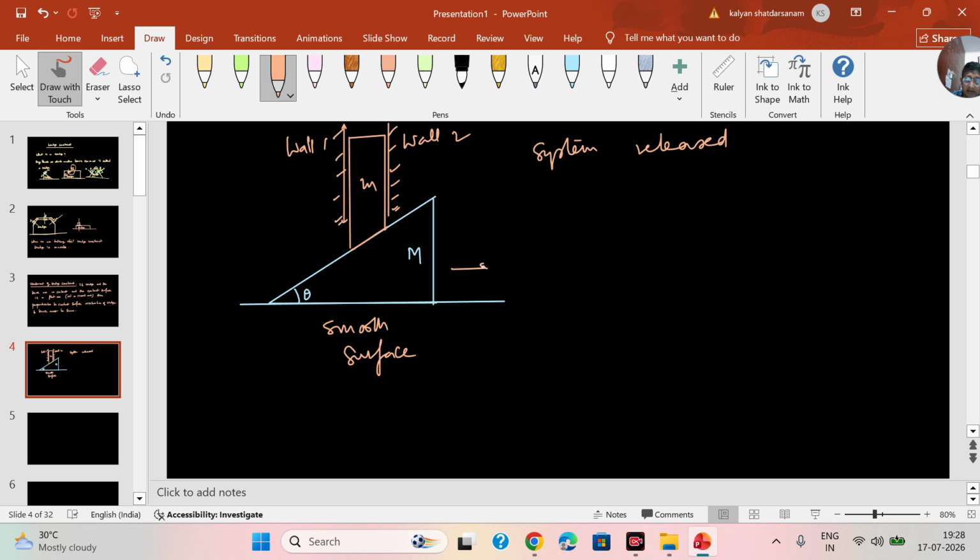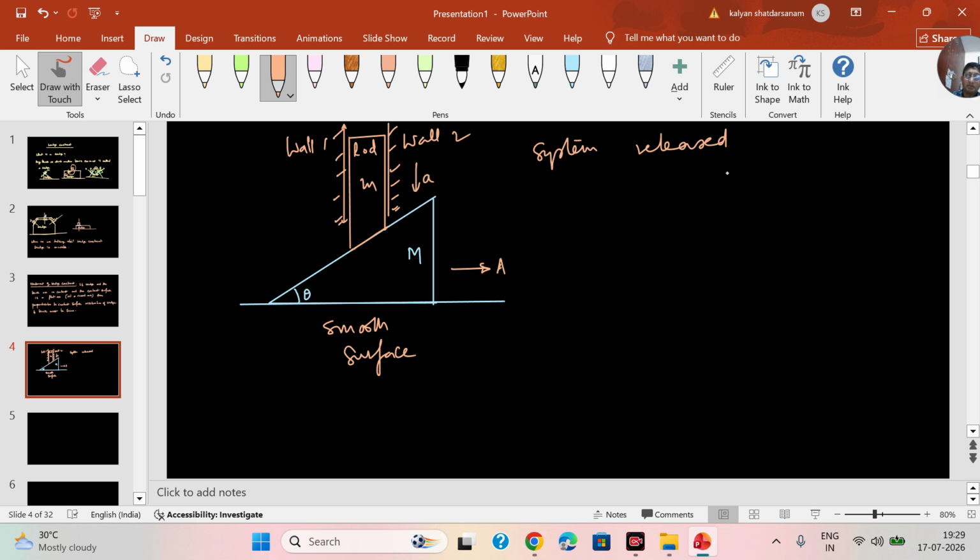Suppose the acceleration of the wedge is capital A and the acceleration of the rod is small a. You see, the wedge can move only in the horizontal direction. It cannot move in any other way. And the rod can move only in the vertical direction because the walls are not allowing it to move horizontally. Okay.